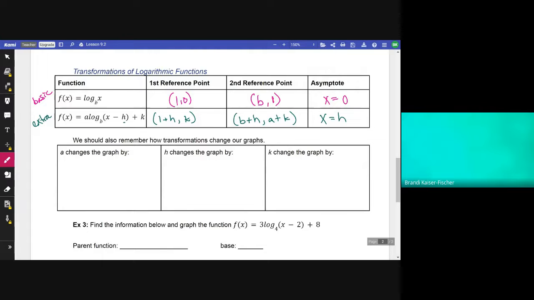All right, and since we didn't do this last time when we talked about transformations and exponentials, I want to write down some basic transformation rules again, so you get in the habit of recognizing that if there are certain numbers in certain spots in your equation, this is how they're going to move your graph around. So for a, remember that a, the number in the front, changes the graph by a vertical stretch or compression.